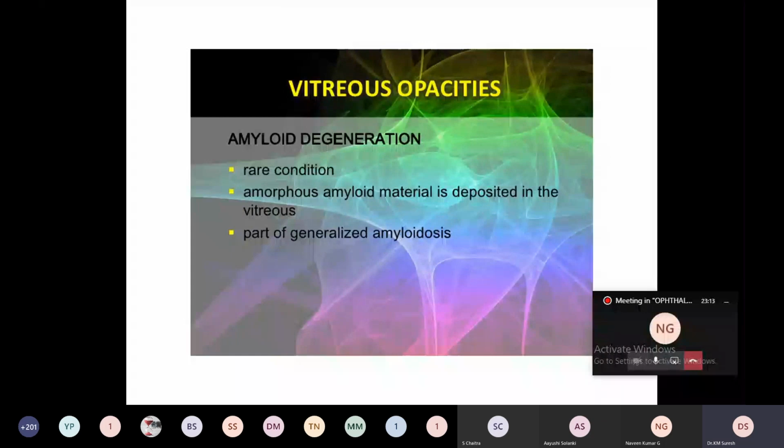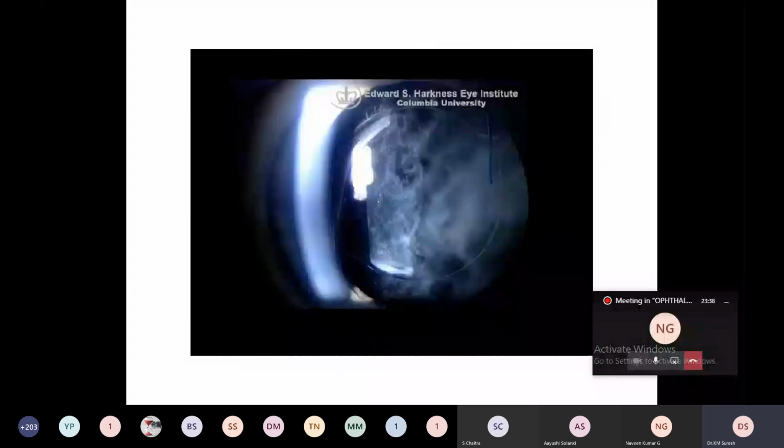A rare condition by name amyloid degeneration can also cause vitreous opacities. In this case, you see amorphous amyloid material being deposited in the vitreous. It is a part of the generalized amyloidosis that is seen in the body. So in the vitreous also there will be amyloid material being deposited. This is a diagrammatic representation of the amyloid degeneration and amyloid deposition.